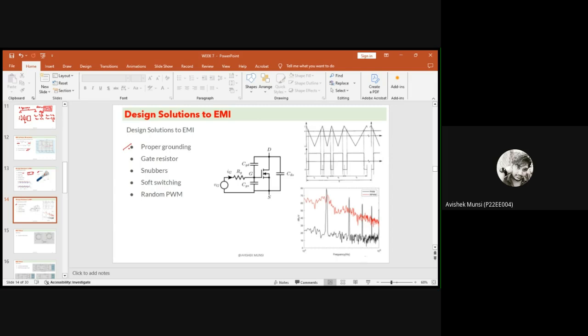And snubbers are very important. We already discussed in the previous lecture that a snubber is very important to avoid noises in your waveform. If you have noise, you can damp it by using an RC snubber or RCD snubber. Soft switching, that is, you can use ZVS, ZCS to avoid the switching losses at the switching instant, and you can use random PWM also. These are the EMI design solutions. Okay.